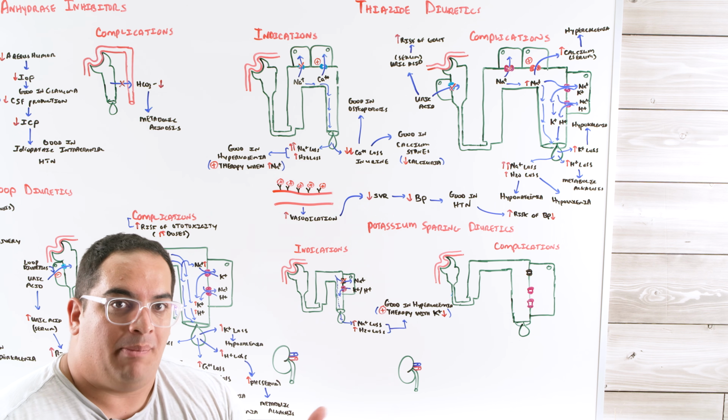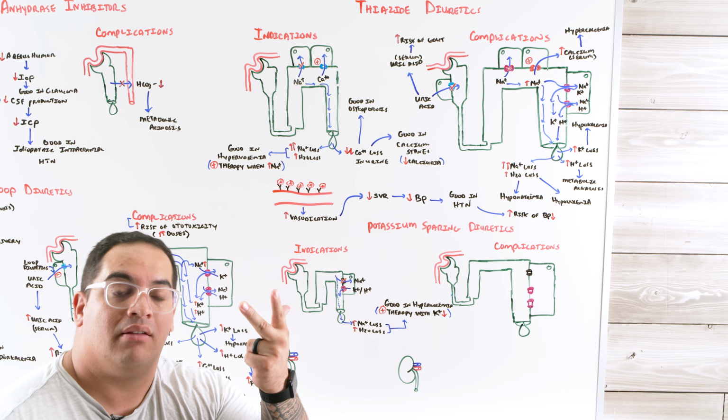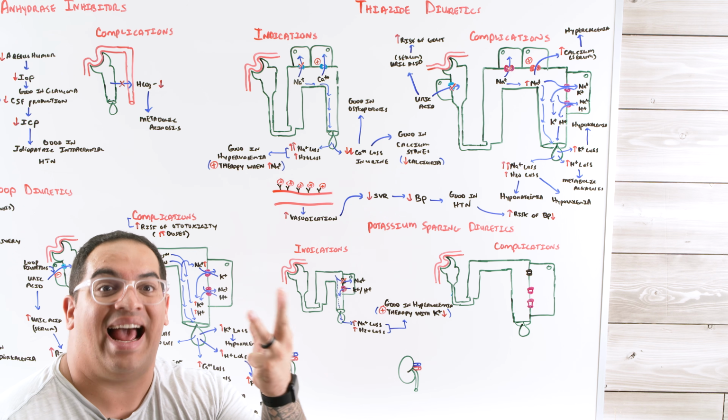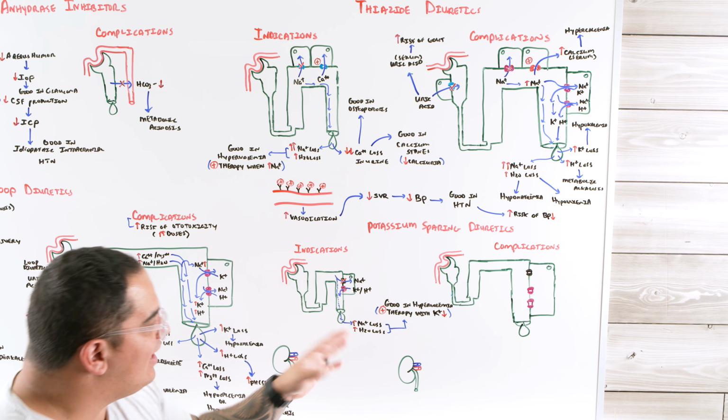So whenever you have a hypervolemic patient, loop diuretics first. They get hypernatremic, thiazides. They get hypokalemic, I'd probably do a potassium-sparing diuretic. And if they get alkalotic, add on a carbonic anhydrase inhibitor. So that's kind of the mechanism here.